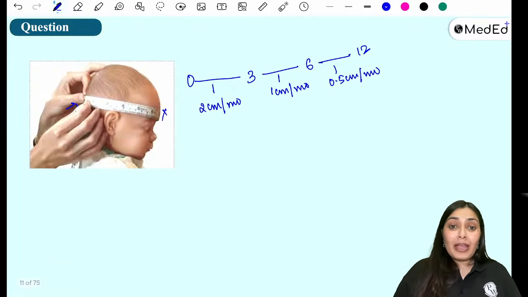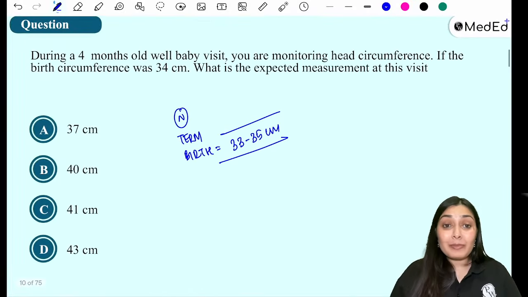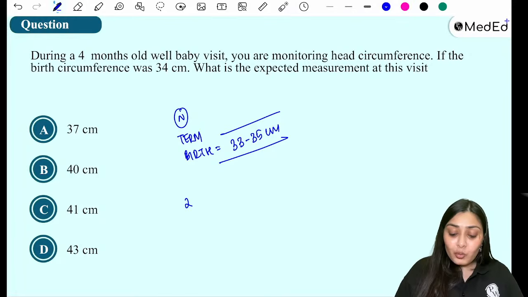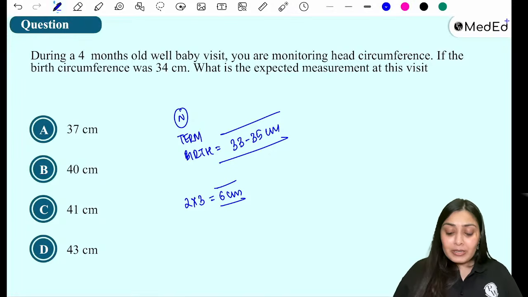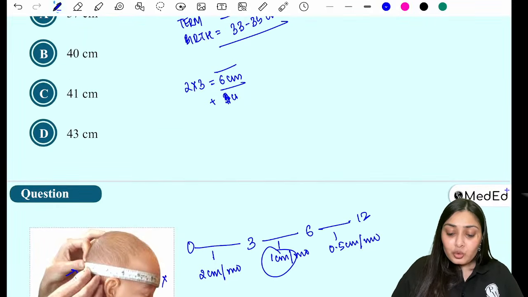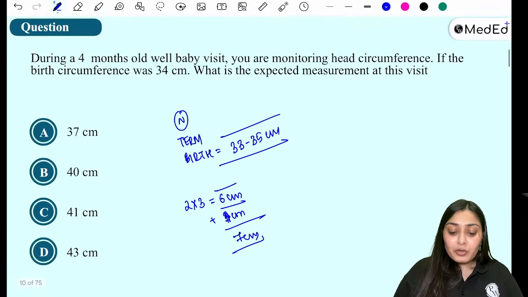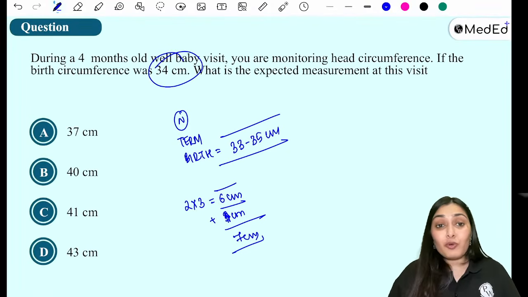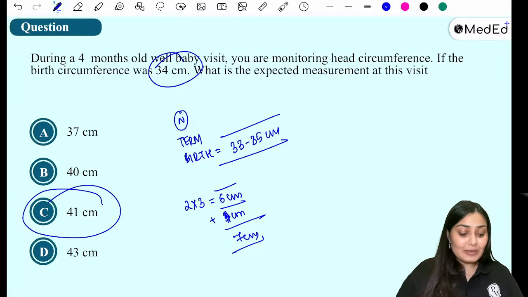So here I have a 4-month-old well baby. In the first 3 months, the child would have gained 2 into 3, that is 6 centimeters. And after that, in 1 month, he must have gained 1 centimeter. So a total 7 centimeter gain should have been there. They have given that the birth HC is 34. So 34 plus 7 is 41 centimeter. So Nayak, you are right.